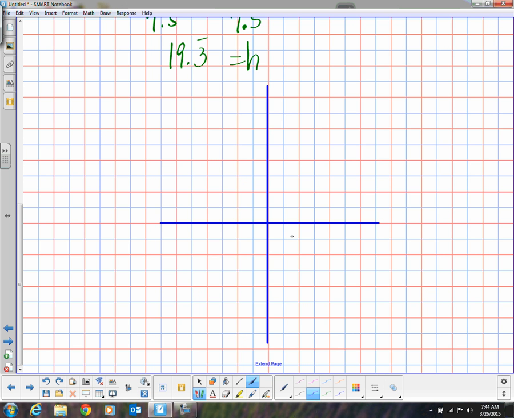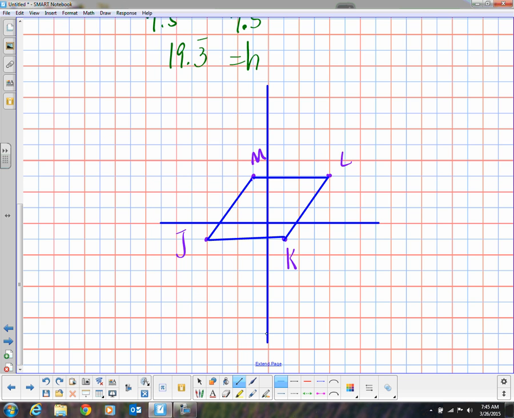We want to do -4, -1, and that happens to be J. Then we want 1, -1, and that happens to be K. Then we want 4, 3, I think that's L. And then we want -1, 3. And this is M. So let's connect these. And that's one of the reasons why you want to graph these, because you want to see what it looks like, and then you can verify. It looks like a rhombus.